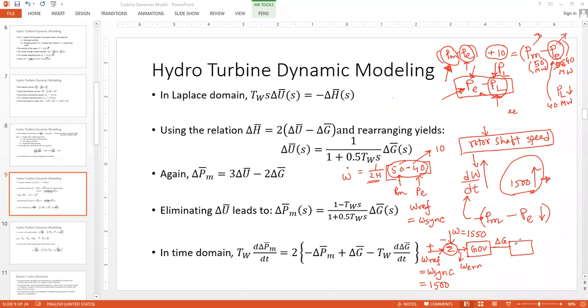Quickly, time is running. Valve position. Okay, then what will happen? Delta G means valve position. Excellent. What will happen? Physically, what will change then? More water will flow.